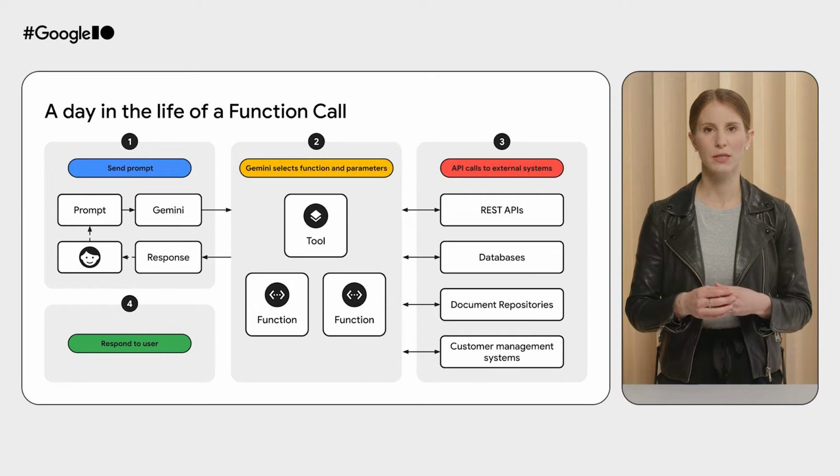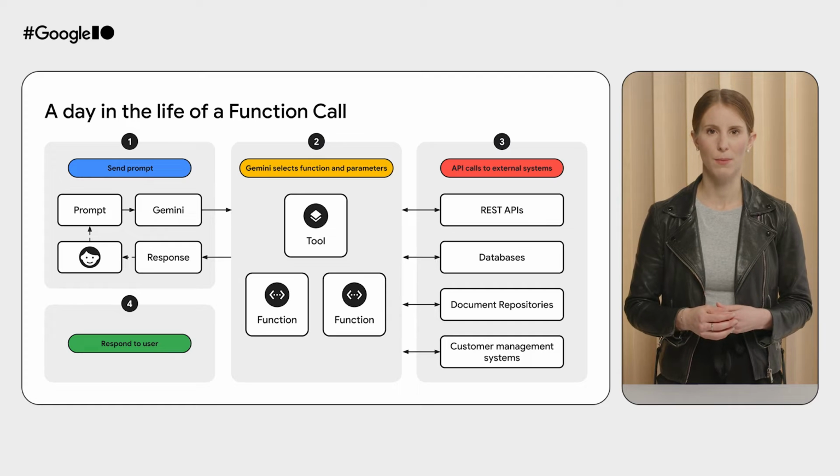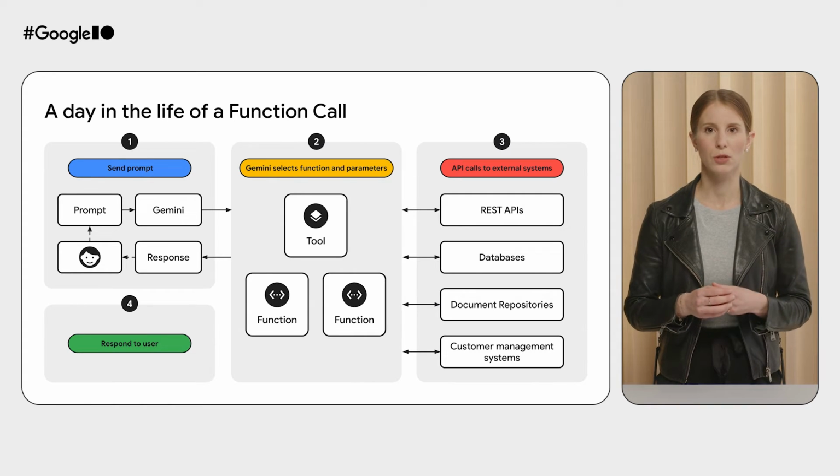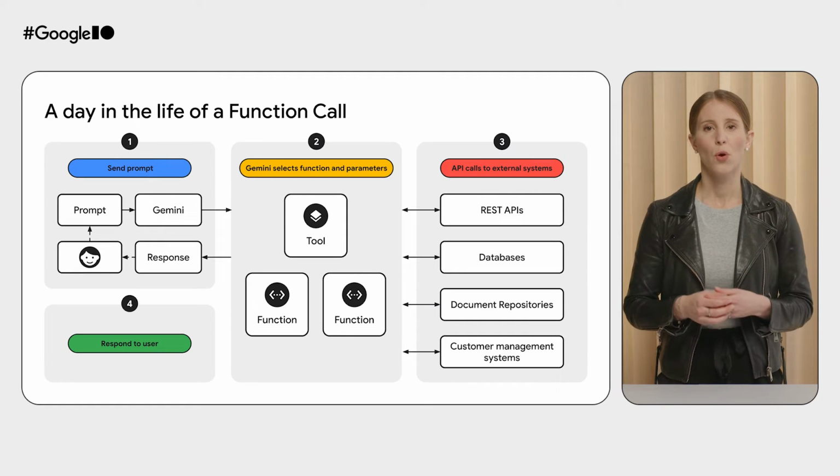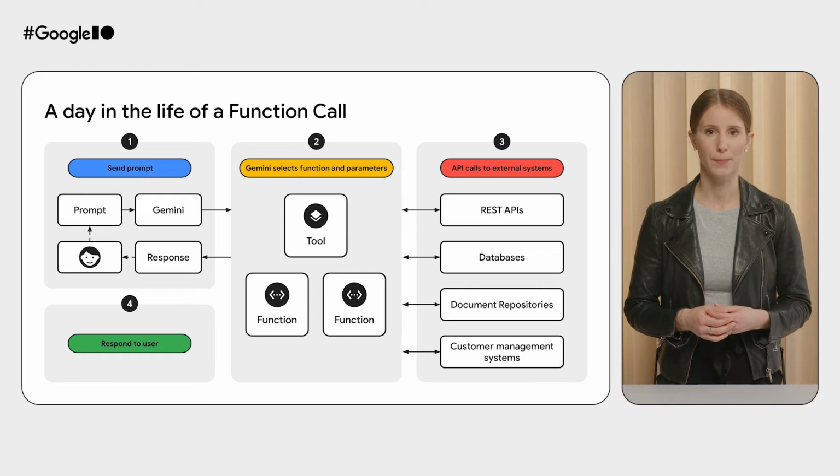First, an end user sends a prompt to your application that's powered by the Gemini model. It then analyzes the prompt and selects the most accurate function and parameters based on the tools you've provided. Once the Gemini model has selected the function and parameters, our application can make an API call to an external system. This could be a REST API, a database query, or any other type of API call that your system supports. Finally, the Gemini model returns a response to the end user based on the information that it has learned from one or more of the function calls along the way.